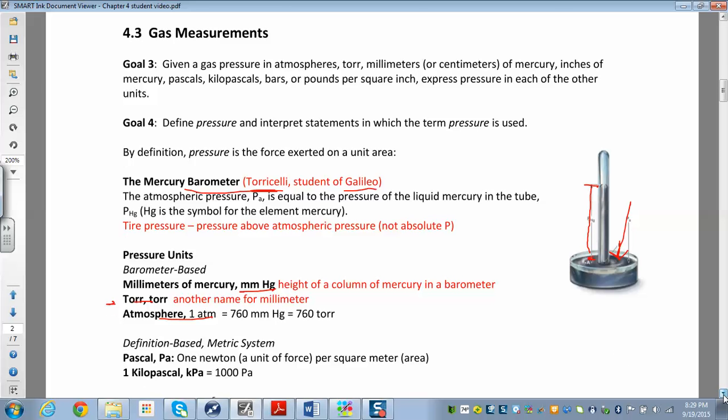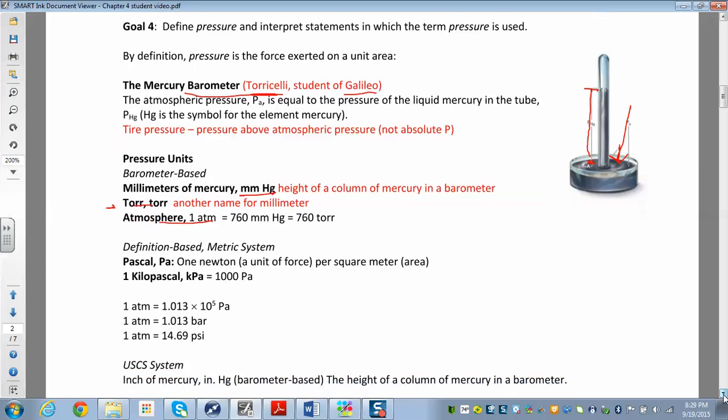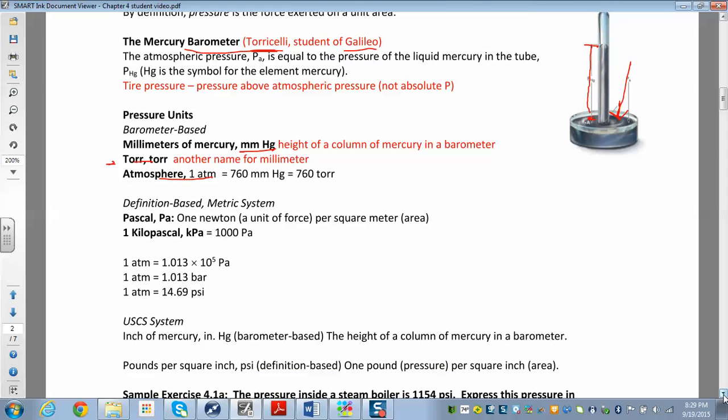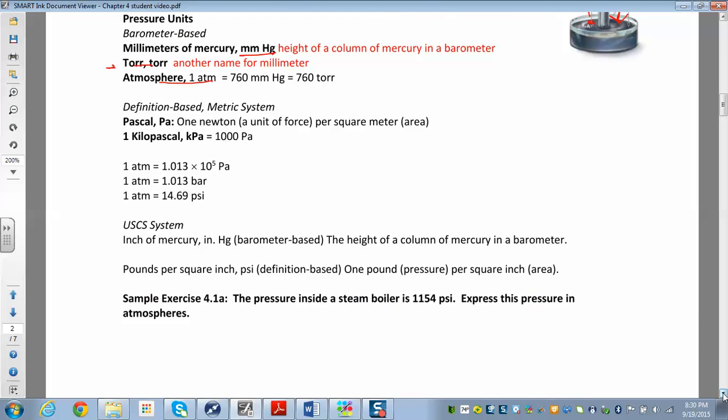Here's some more that might help you when you're doing the homework, assuming you're going to do the homework. You have a pascal, kilopascals. These are all going back to atmosphere. So 1 atmosphere is 14.69 psi. You may have heard that before when you're measuring the pressure of the air in your tires. Psi is pounds per square inch.